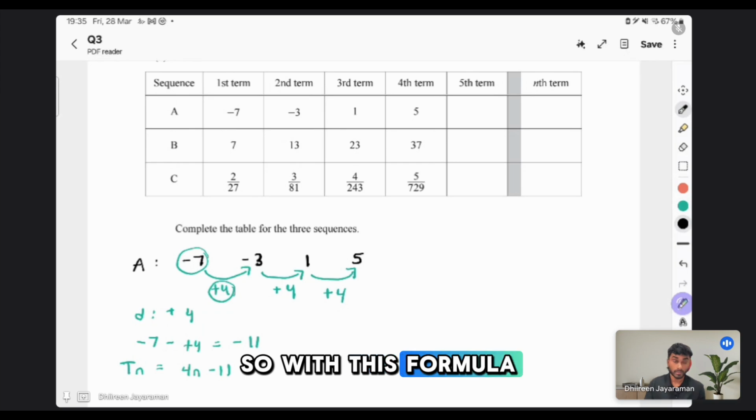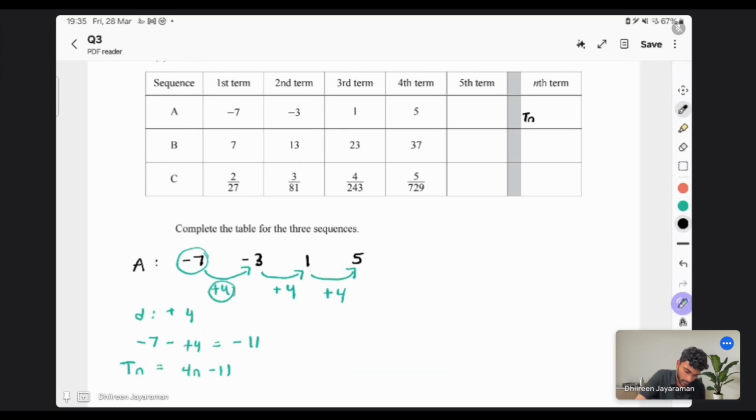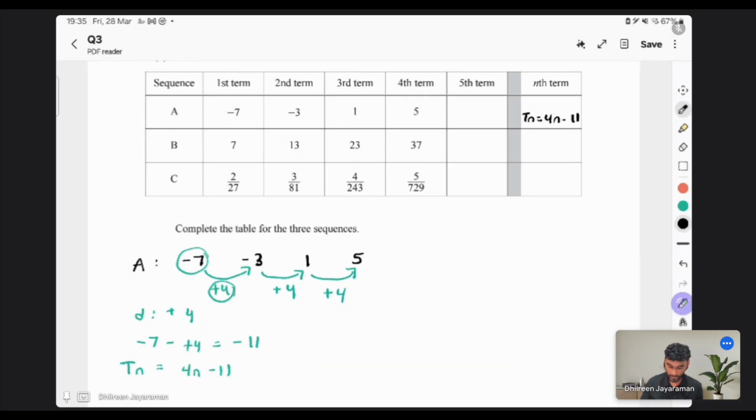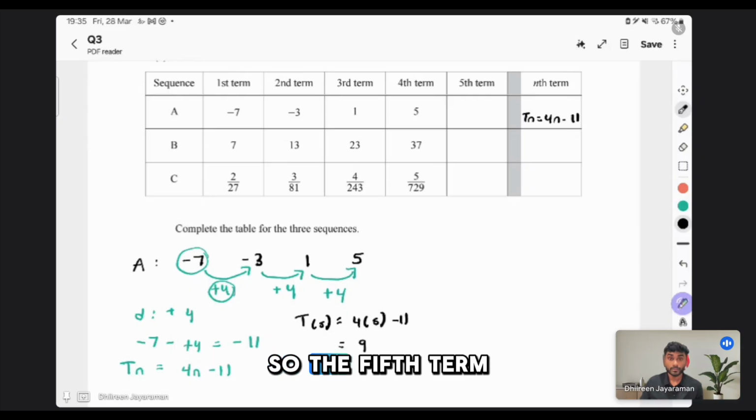With this formula, we can write it down here, and we'll be able to find the fifth term by replacing n with 5 in the formula. So the fifth term is 9. Now let's move on to sequence B.